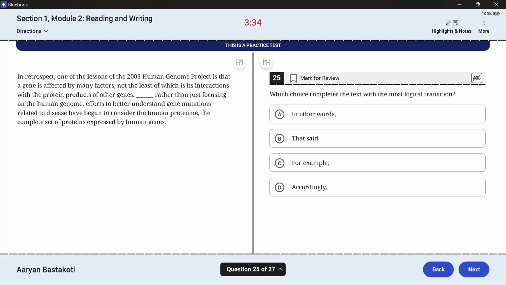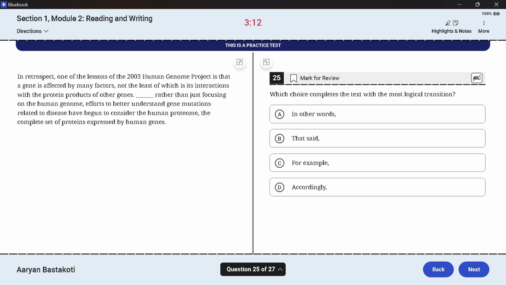Is that a gene is affected by many factors? Okay, rather than just focusing on the human genome. "In other words," no, not in other words. This does not explain, so not "in other words." "That said," however, "however" is the right choice.